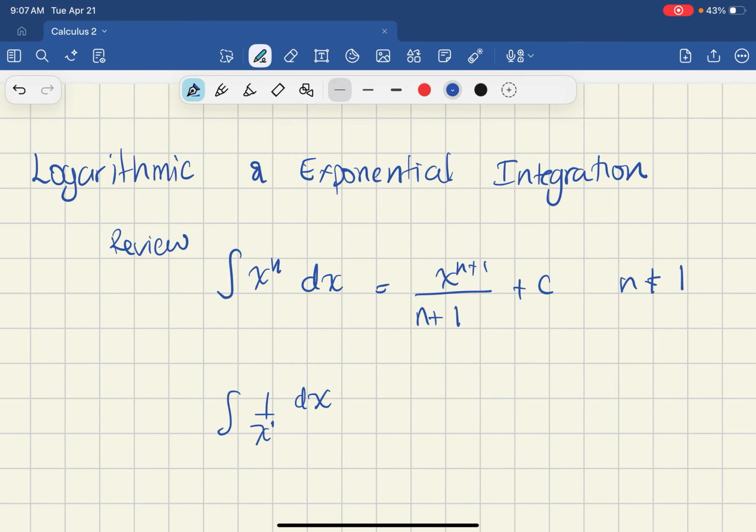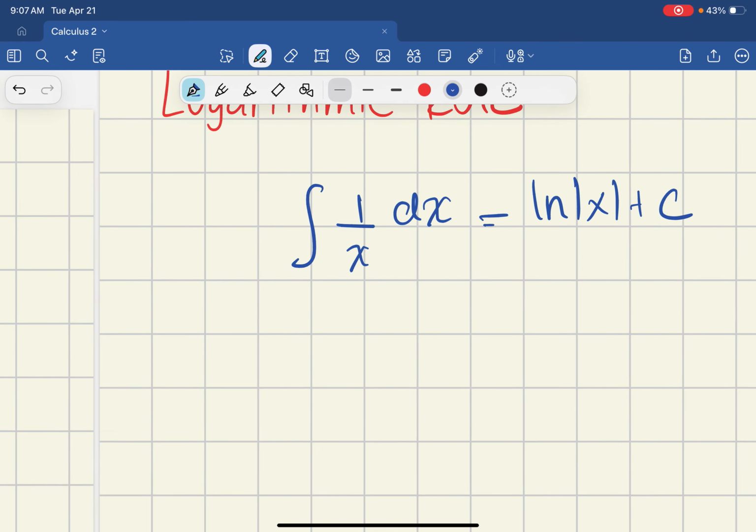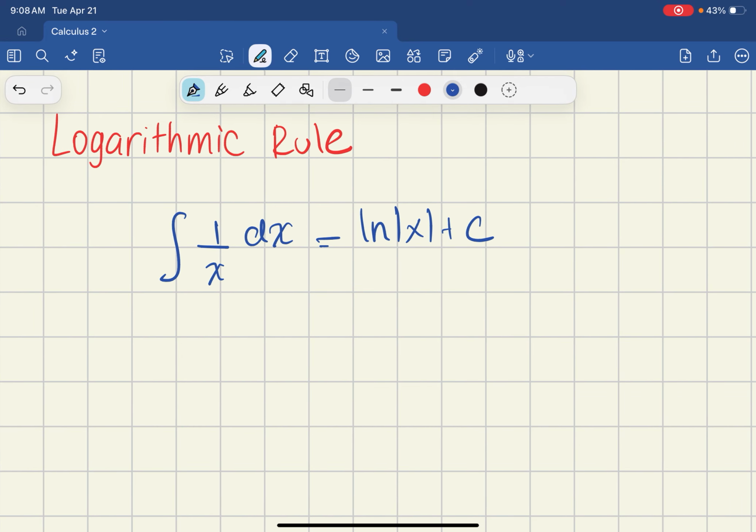To get around this, we have a different rule, which is the logarithmic rule, which tells us that the integral of 1 over x dx is equal to the natural log of the absolute value of x plus a constant c.